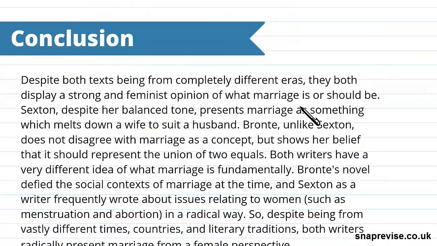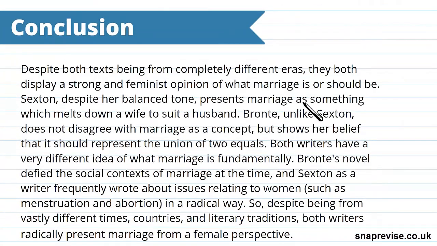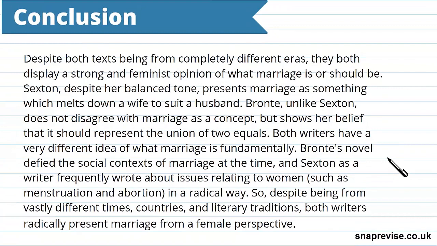But firstly, let's take a look at the conclusion that we already have, using our conclusion structure that we looked at in the previous part of this video. Despite both texts being from completely different eras, they both display a strong and feminist opinion of what marriage is or should be. Sexton, despite her balanced tone, presents marriage as something which melts down a wife to suit a husband. Bronte, unlike Sexton, does not disagree with marriage as a concept, but shows her belief that it should represent the union of two equals.